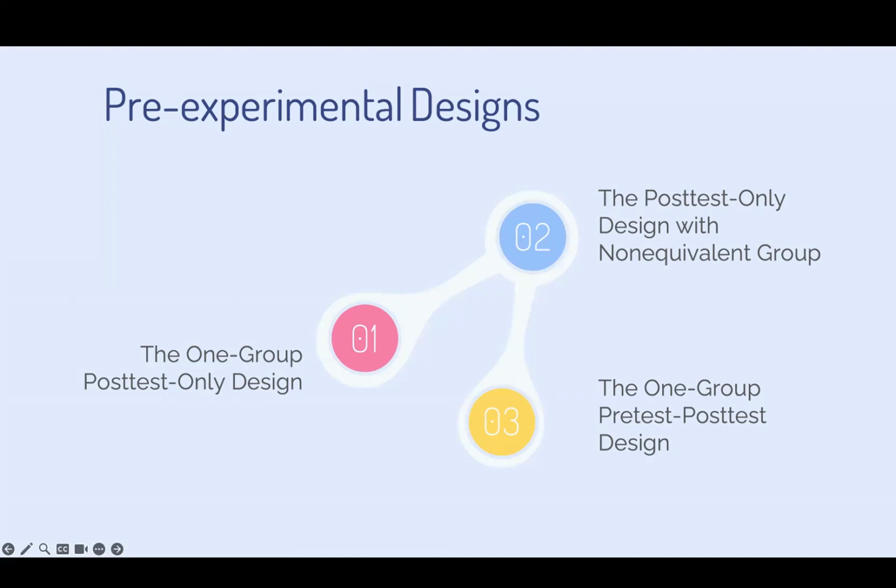And finally, this is the one group pretest post-test design. This is very common, and this involves measuring a single group both before and after the intervention. While this design does include a pretest to establish a baseline, there's no control group, so it limits our ability to attribute changes observed in the post-test directly to the intervention or to other external factors. We don't know.